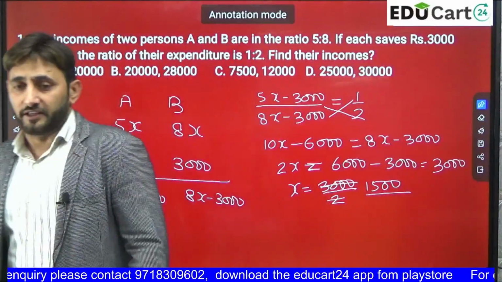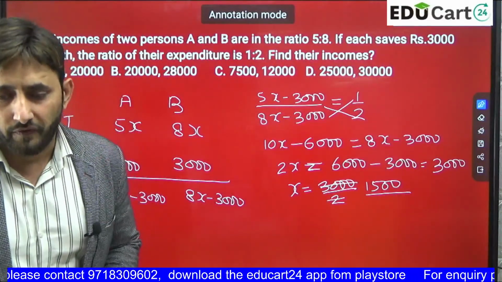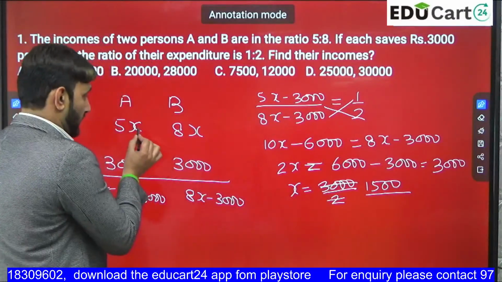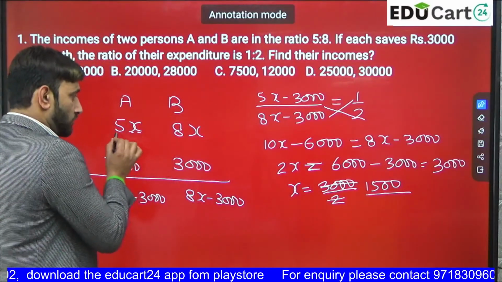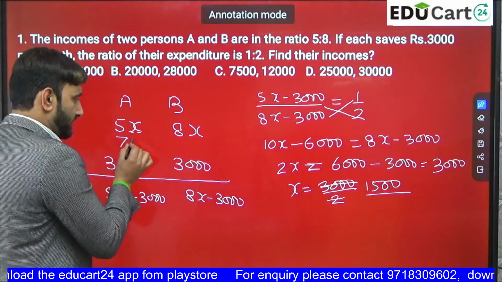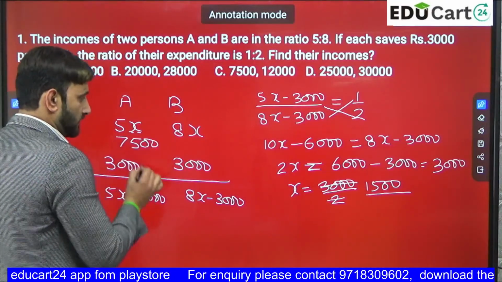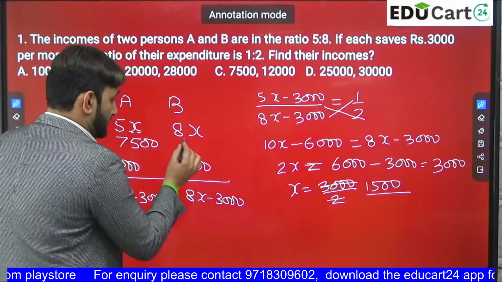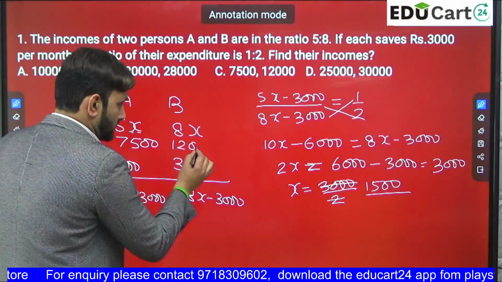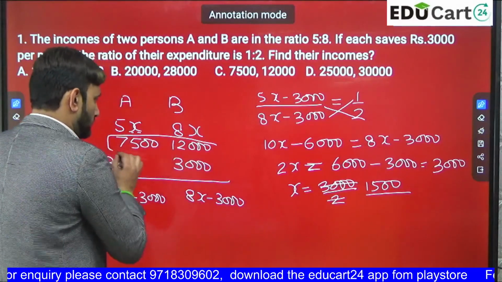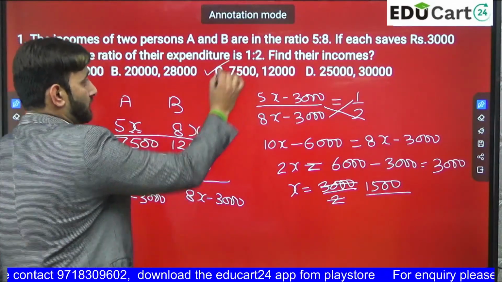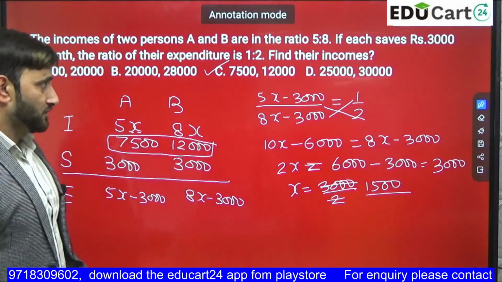We have to find their incomes. So what will be their incomes? Here x is equal to 1,500. So 5 into 1,500 is 7,500, and 8 into 1,500 is 12,000 rupees. So the answer is 7,500 and 12,000 rupees.